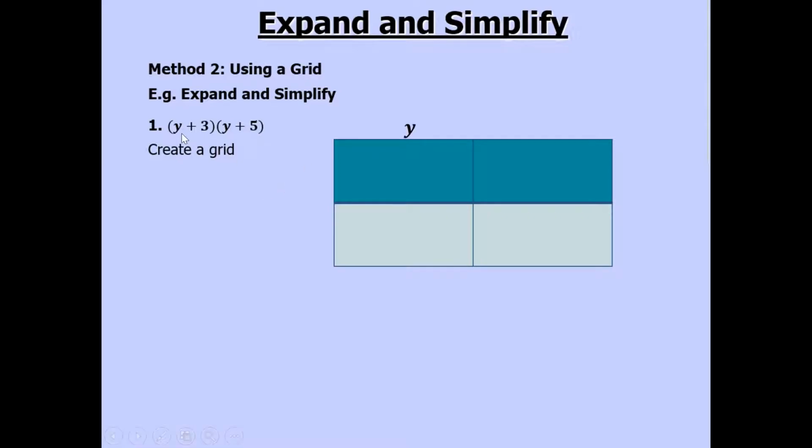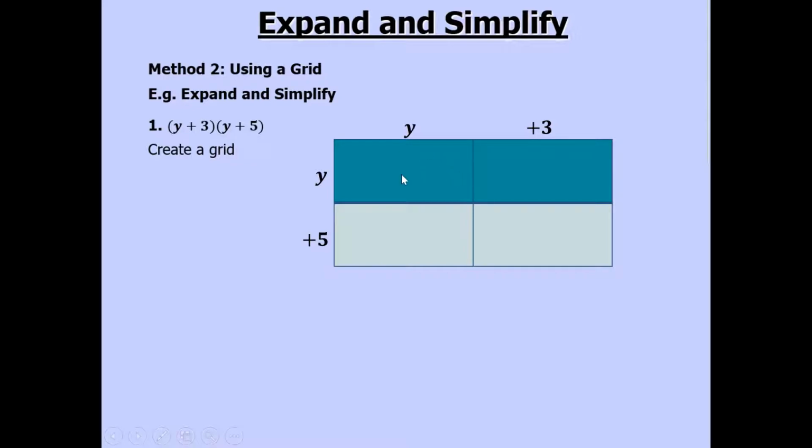Now using the first expression, I can put y as one of the sides plus 3, so y and positive 3 here, and then likewise I'll do the second one, y plus 5. Basically what we are trying to do is find the area of each of these rectangles using the dimensions in terms of y and a constant.